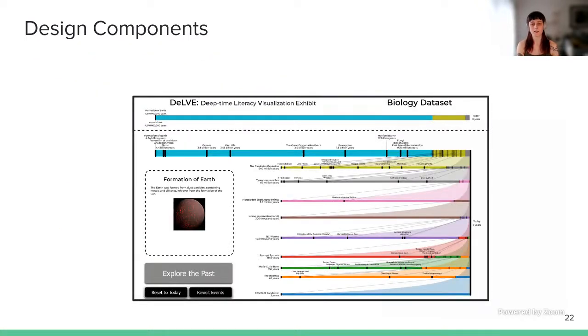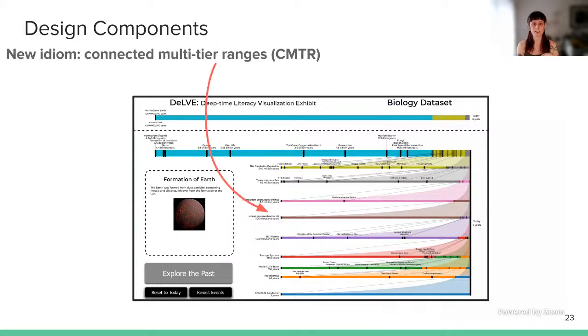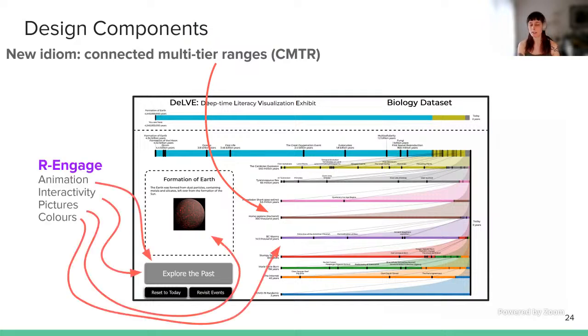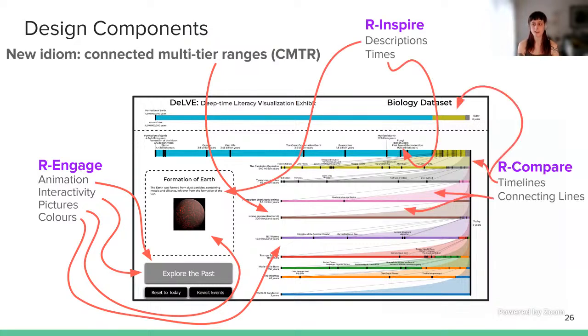Looking back at Delve, it's made up of many components, the biggest of which is a new idiom we call the connected multi-tier ranges. And this is the set of timelines that are stacked and connected to each other in the middle, taking up most of the screen space. As for our requirements, we used animation, interactivity, pictures, and colors to promote engagement. We used the textual descriptions and time labels to inspire curiosity. And we use the timelines and connecting lines to promote comparison.